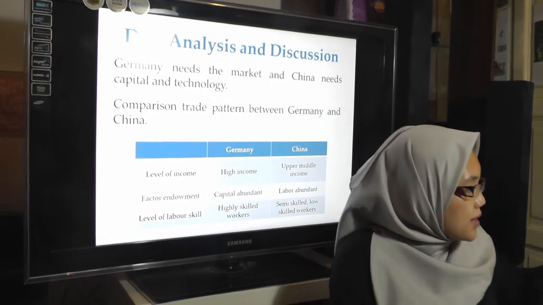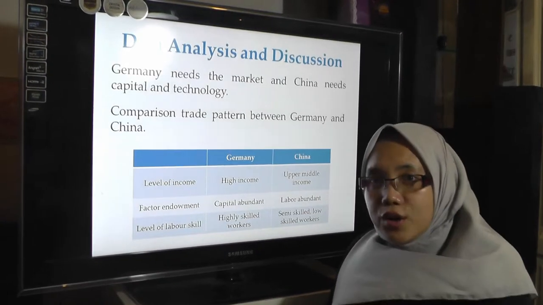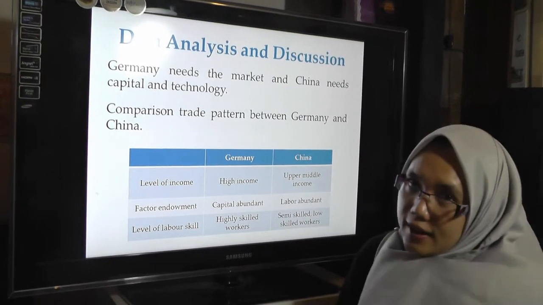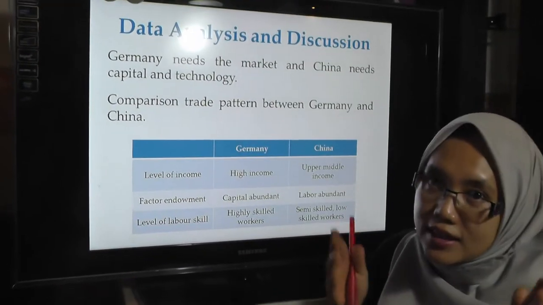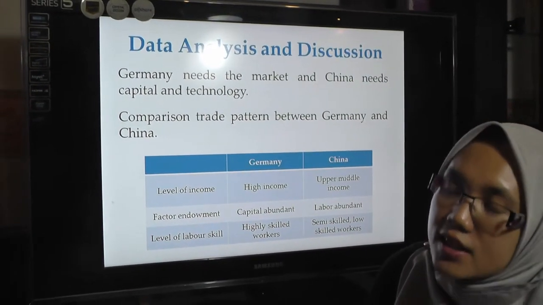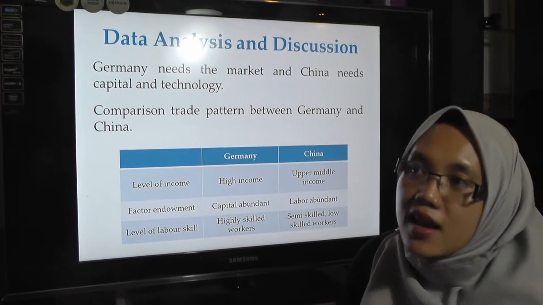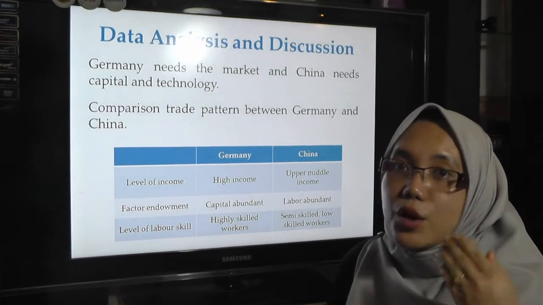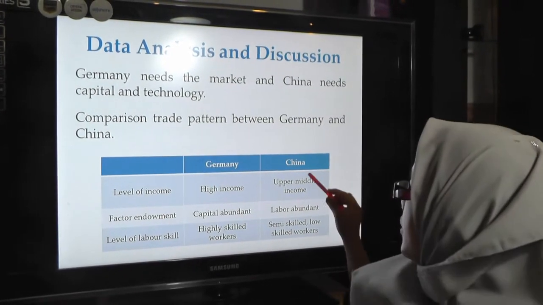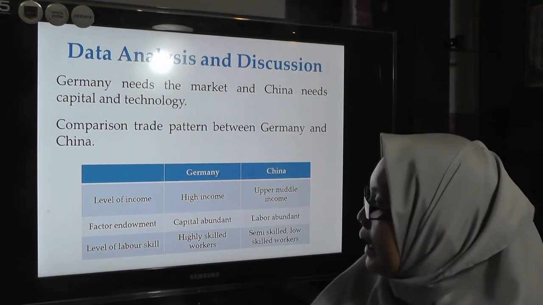So for the comparison of trade patterns between Germany and China, we can see the level of income, according to OECD. Germany is a high-income nation. Even the cleaner earns, can you guess how much, Dr. Tang? 400 euros. It's so expensive, so they are happy to work only 20 hours per week on a part-time basis. And China, according to OECD, is upper middle income.